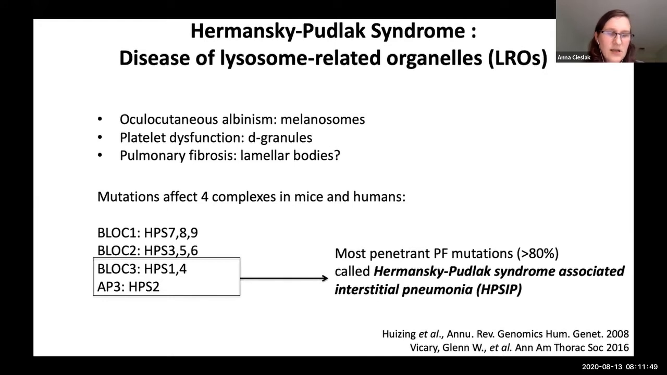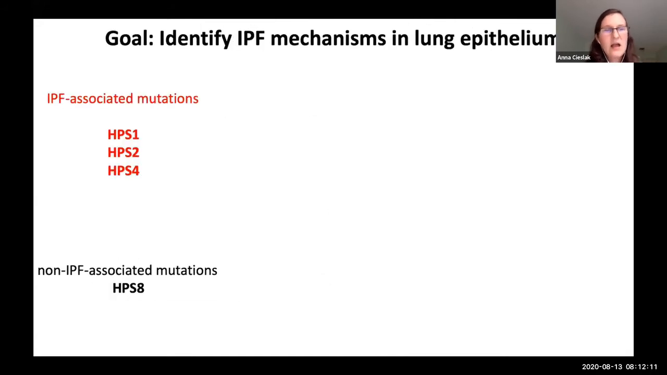The mutations that are causing HPS affect 4 distinct protein complexes, and out of 10 that are known recently, only HPS1, 4, and 2 are associated with features of pulmonary fibrosis, which is called Hermansky-Pudlak Syndrome interstitial pneumonia, HPS-IP. So, in fact, that only some of those HPS mutations are associated with pulmonary fibrosis offers us a unique opportunity to determine features of epithelial cells that are shared by those with mutations that predispose to HPS-IP.